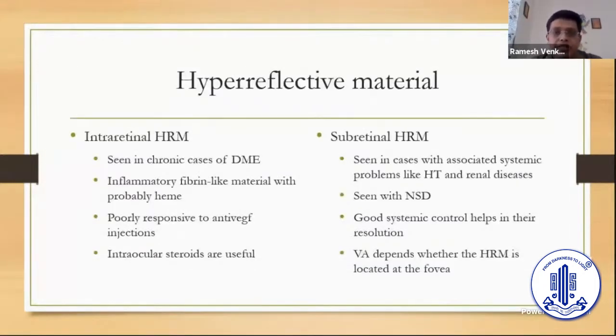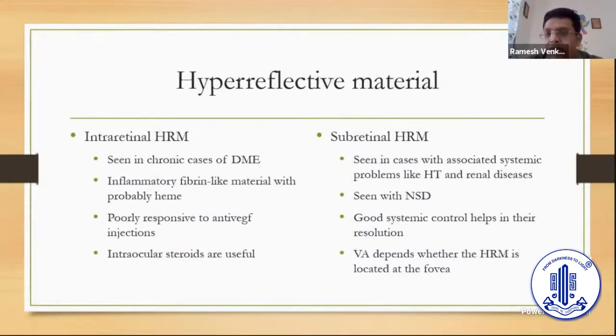So when we try to differentiate this hyperreflective material within the intraretinal space and the subretinal space, in intraretinal space, you get it in chronic cases of DME, where the inflammatory fibrin-like material is associated with heme. They usually respond poorly to anti-VEGF injections, and intraocular steroids are useful in such cases. Whereas when you get a subretinal hyperreflective material, they're usually associated with systemic diseases like hypertension and renal disease. They are seen in neurosensory detachment, and a good systemic control of the nephrorenal problem and the hypertension helps in reduction of this hyperreflective material.